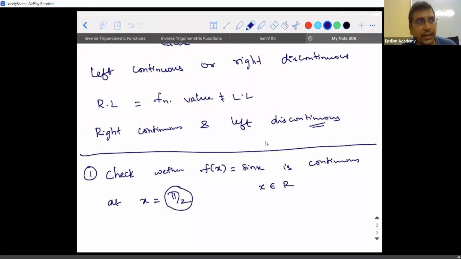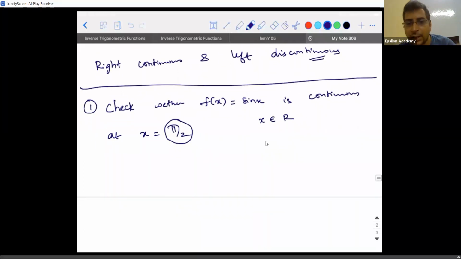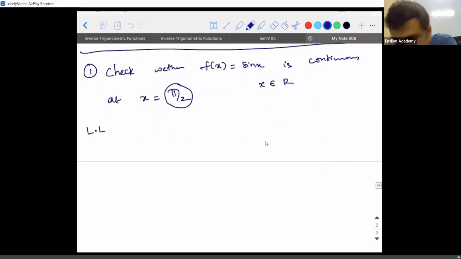So what they are indirectly asking is, you need to verify whether sin x is continuous or not at pi by 2. Or sometimes they can ask, check the limit of the function f of x is equal to sin x at x is equal to pi by 2. Indirectly they are asking about continuity only. So for that, you should start it like this. What is left limit?